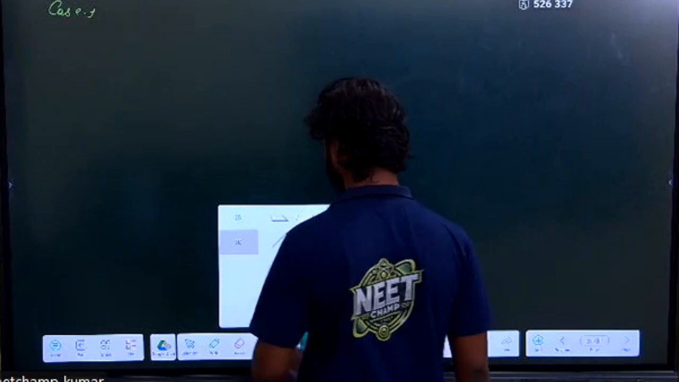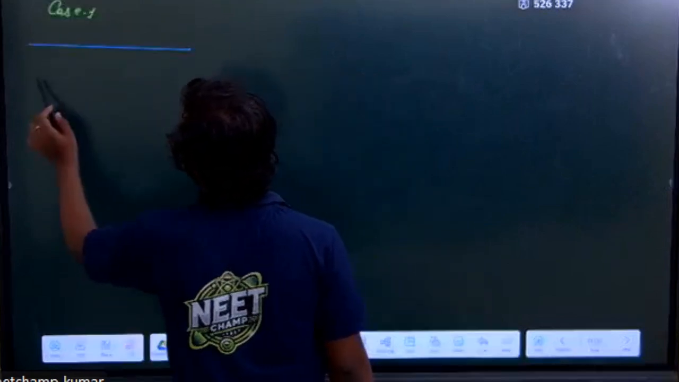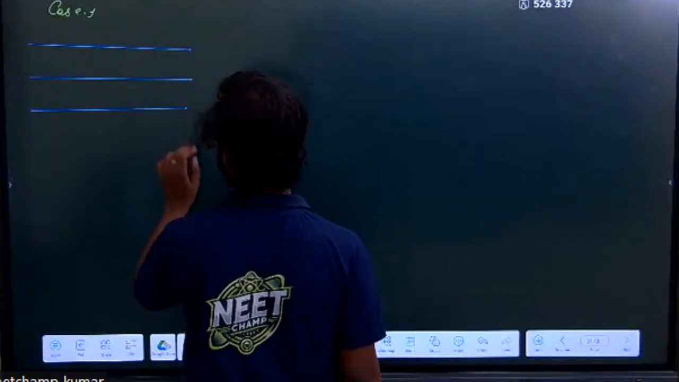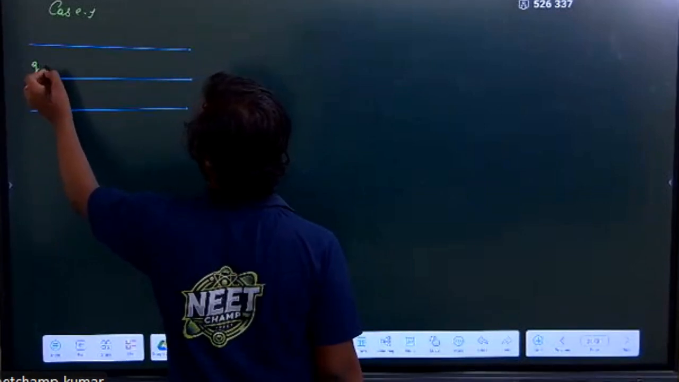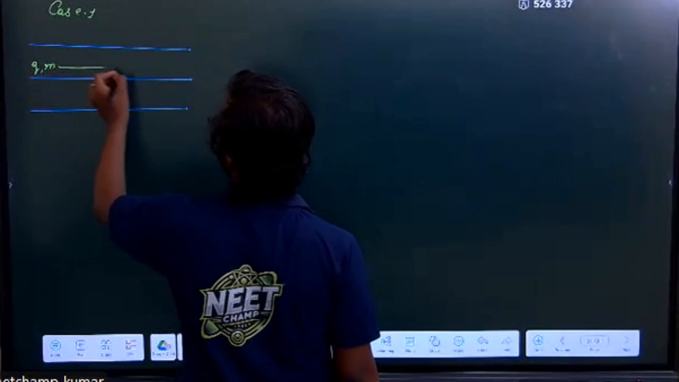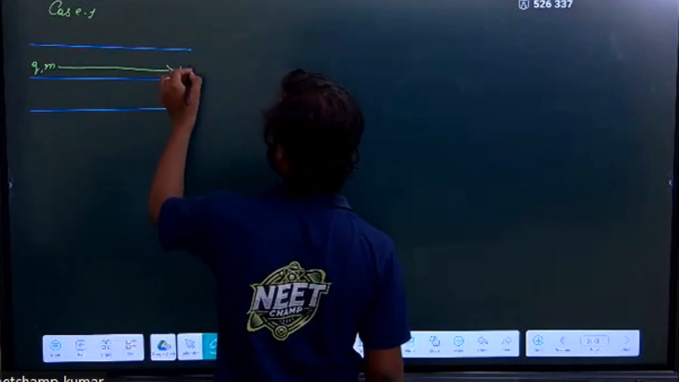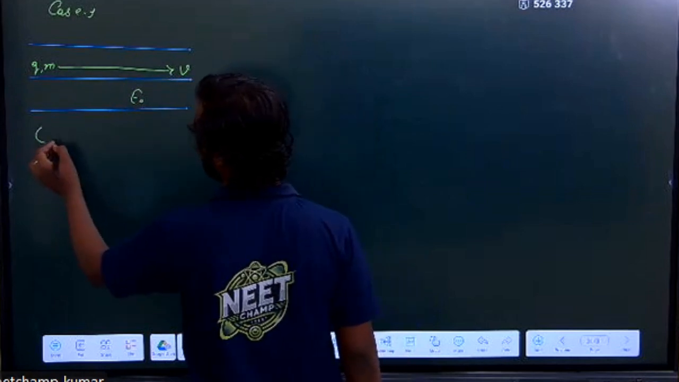Suppose I have uniform electric field lines like this. I have taken a charge Q having mass m, and I have thrown it in a straight line. This is the velocity v, and the electric field E naught is there.